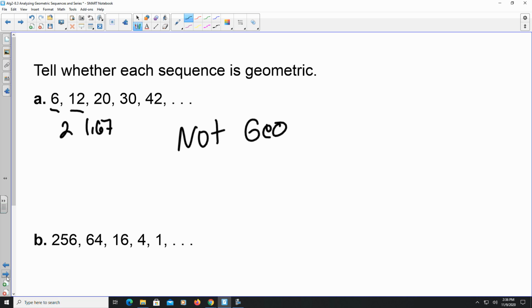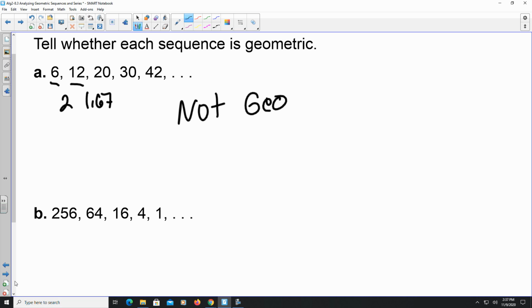Over here, in part B, if I were to take 64 and divide it by 256, I would get 1/4. If I take 16 divided by 64, I would get 1/4. 4 divided by 16, I would get 1/4, and 1 divided by 4, I'd also get 1/4. Since they have the same result in their division, I can say that this is geometric.